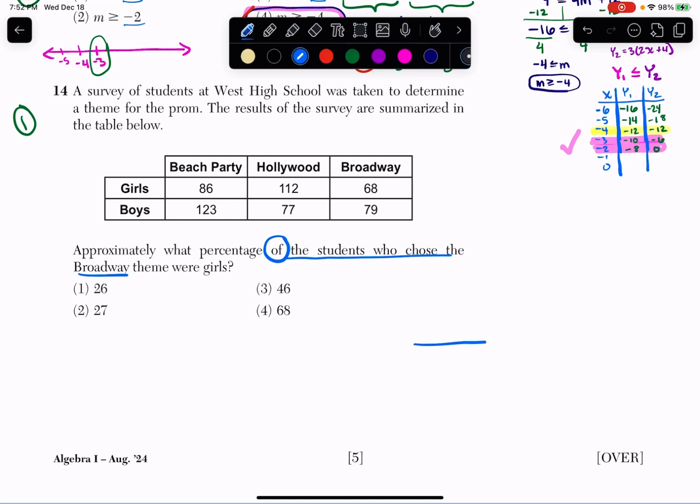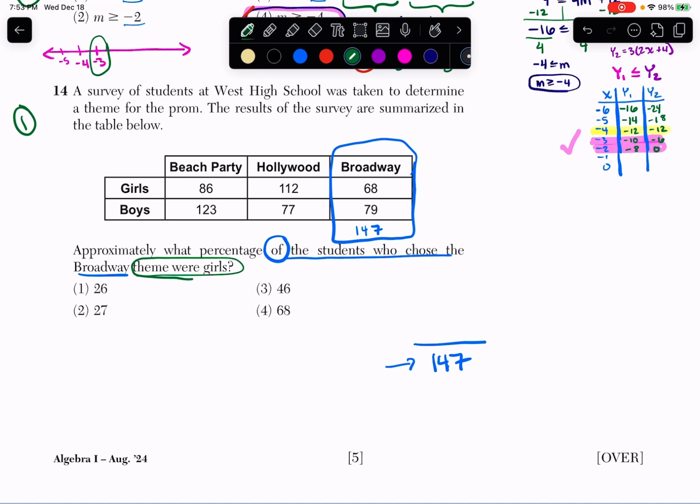So students who chose Broadway, in total, if we have 68 students plus 79 students, then we have a grand total of 147 students chose the Broadway theme. So the total we care about is 147 because students who chose Broadway is after the of. And then they say what percentage of them were girls. So our part is 68.